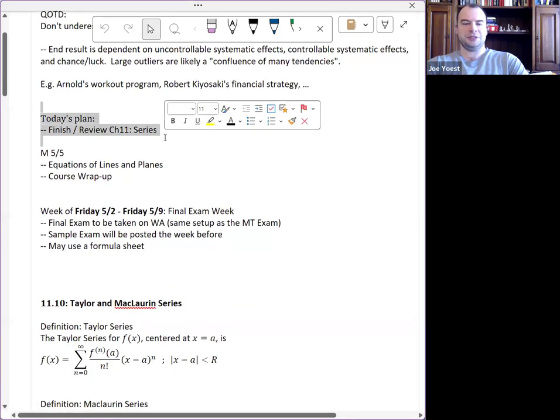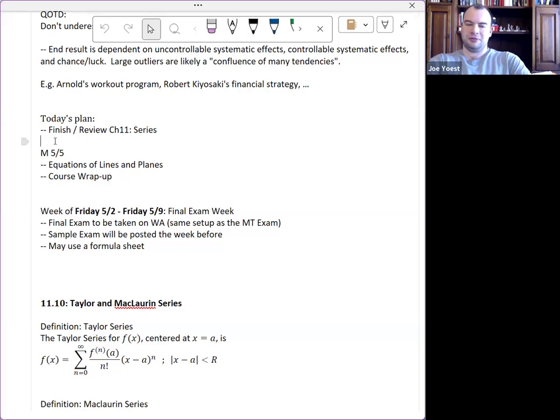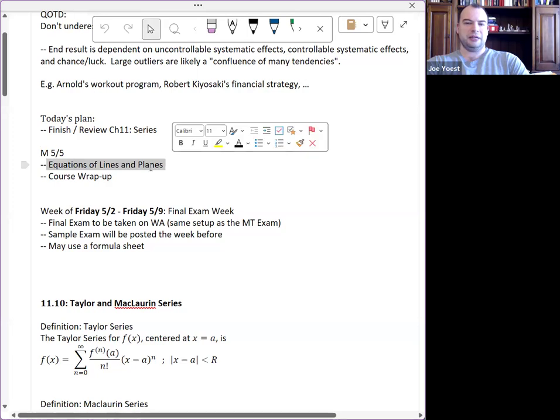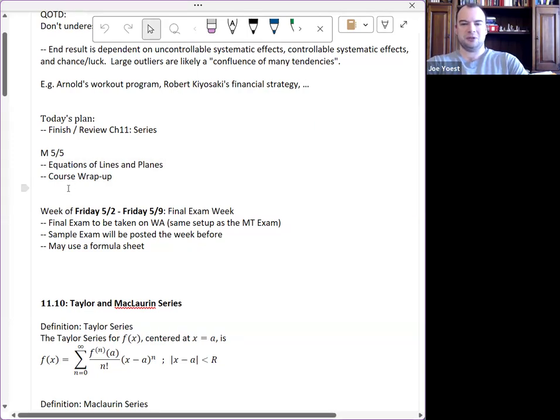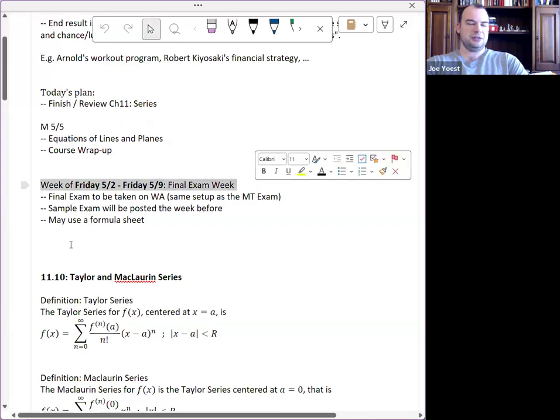Okay, so the plan for today is just to finish up our discussion of series, finish up chapter 11, the last main topic of the course that's really related to what I would still call Calc 2. And then in Monday's class, we'll discuss a little bit of chapter 12. I also posted a couple of supplements on chapter 12 as well, and just generally do a course wrap up. The final exam is available.